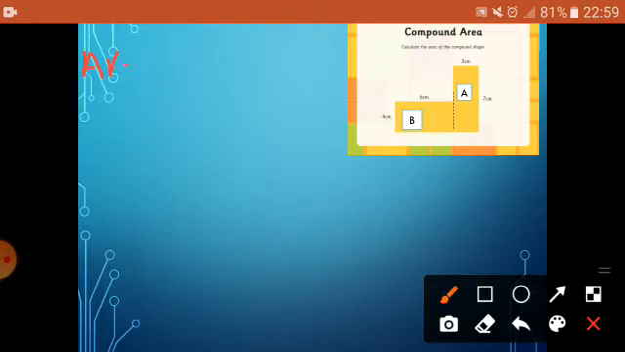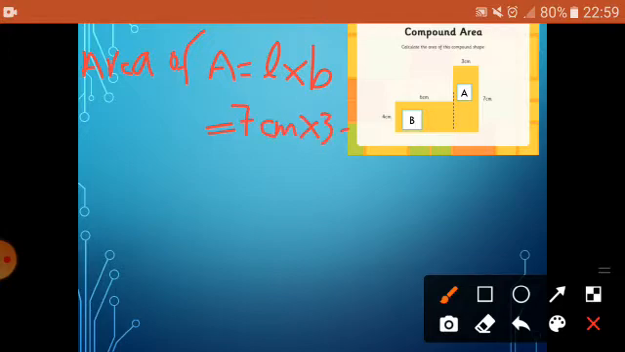So area of shape A is going to be length times breadth. So what is my length of shape A? That is 7 centimeter times 3 centimeter. So that means area of shape A is 21 square centimeter.